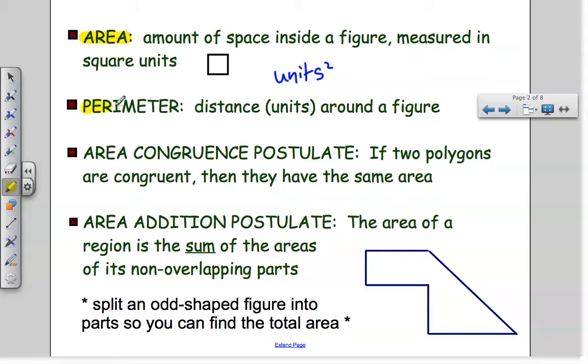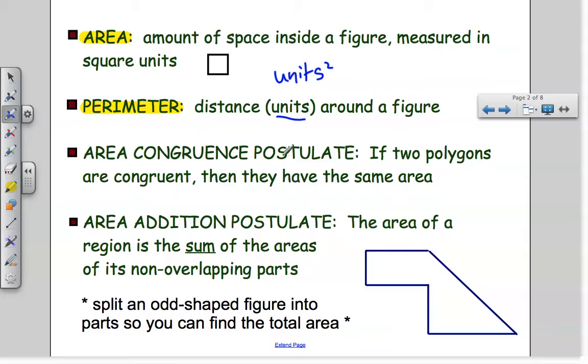Whereas when we talk about perimeter of an object, we're just talking about the distance around a figure. We're going around the outside, and we're just looking at regular units because we're not talking about area. We're not talking about square units. We're just talking about a distance. Okay, so perimeter is units, whereas area is units squared.